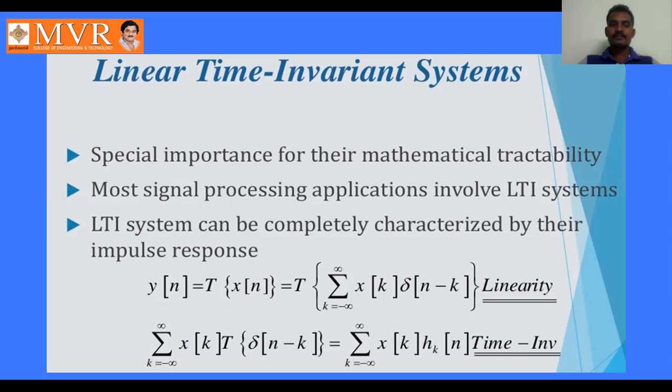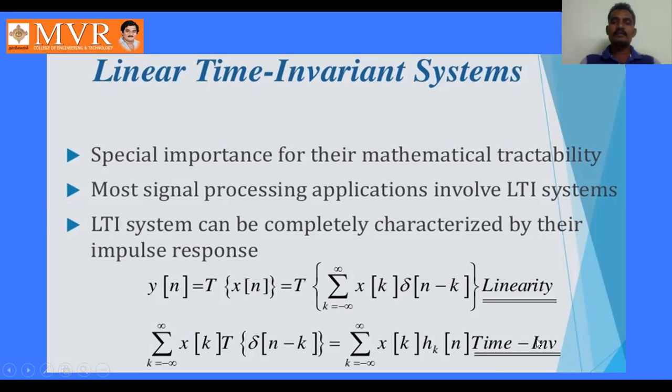So y of n is equal to the transformation of x of n, which is equal to the transformation of sigma k equal to minus infinity to infinity x of k into delta of n minus k. This is the linearity principle. x of n can be expressed as sigma k equal to minus infinity to infinity x of k into delta of n minus k.